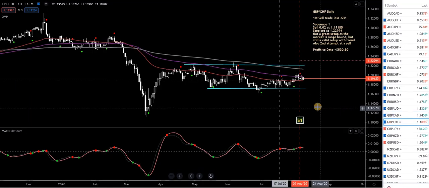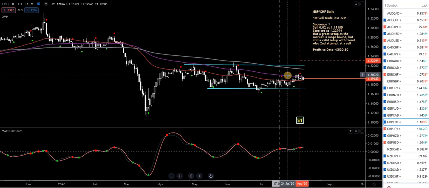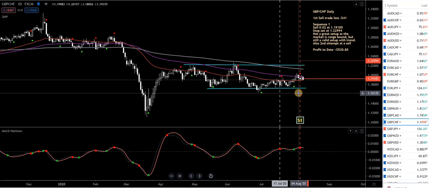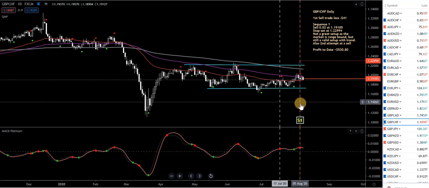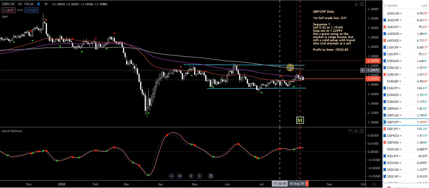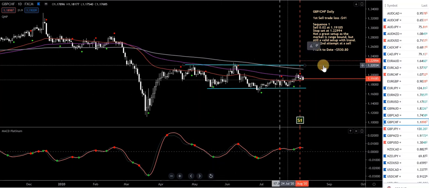Pound Swiss, I did take a sell here, I think. Yeah, loss of $41. And I've taken a second one here, and it's at least heading in the right direction. So we're trying to recover some of that $41. That's all right. It's a bit of a tight range, though. So it's these blue lines.